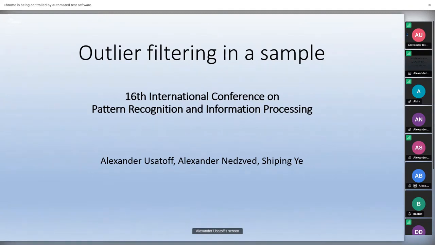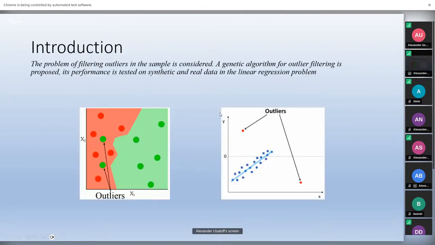Hello everyone, my presentation is about outlier filtering in a sample. In this work, we consider the problem of filtering outliers in a sample. A genetic algorithm for outlier filtering was proposed, and its performance was tested in a linear regression problem on synthetic and real data. In machine learning and other areas of applied mathematics, it often becomes necessary to build a model based on a sample. Usually, samples have outliers, measurement results that stand out from the total sample.